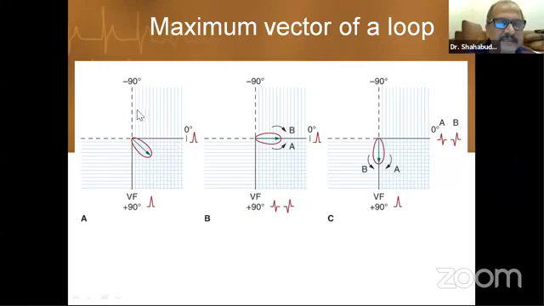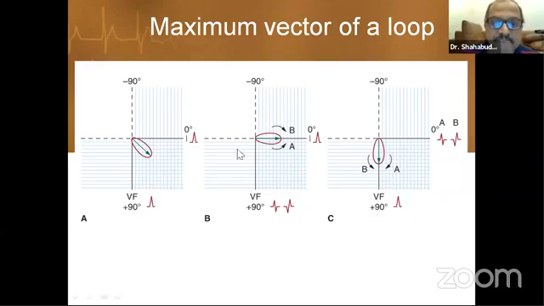In lead 1, this hemifield is minus 90 to plus 90 degrees. So if there is any deflection or any electrical axis in this field, it will produce a positive deflection. But if there is a deflection to the other side, from 90 degrees on this side, it will produce a negative deflection. So if the loop is like that, it remains in the positive hemifield, and it will produce a positive deflection in lead 1. At the same time, it also produces a positive deflection in aVF.